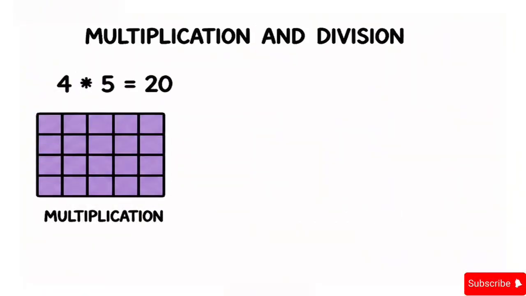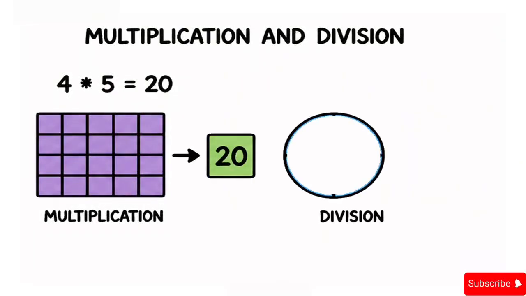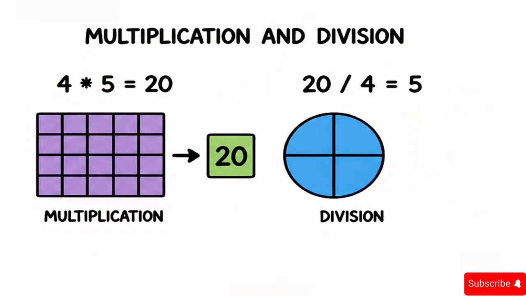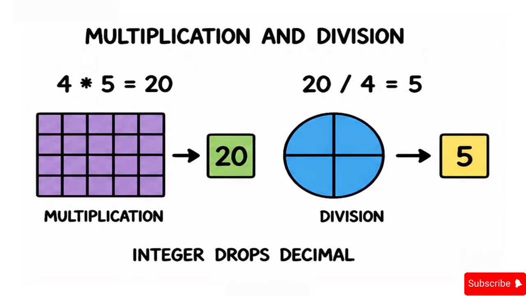Multiplication uses the star symbol. 4 times 5 equals 20. Division uses the slash. 20 divided by 4 equals 5. With integers, division drops the decimal and keeps only the whole number.